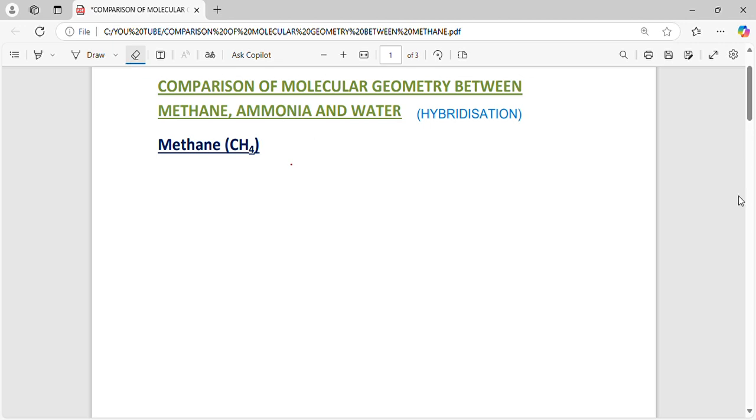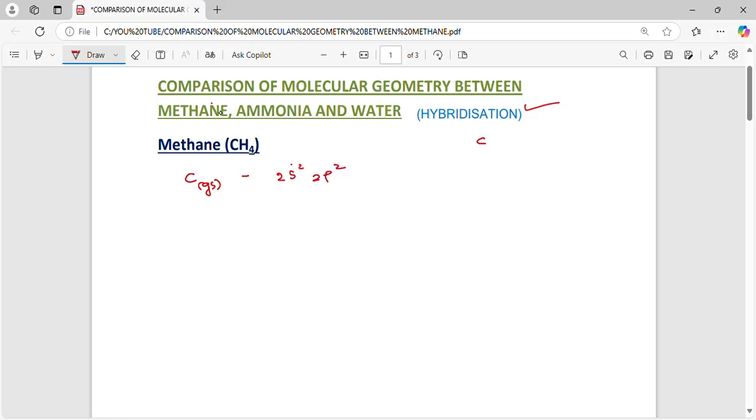Hi friends, today let's compare the molecular geometry of three important molecules, methane, ammonia and water, using the hybridization concept. First of all, let's take the molecule CH4, methane, where carbon is the central element. Let's write the electronic configuration, the ground state configuration, which is 2s2, 2p2.